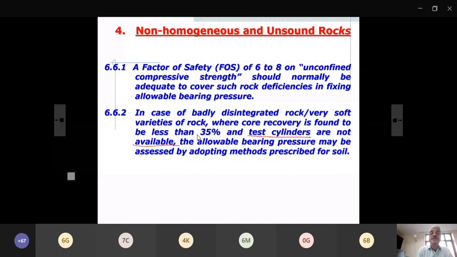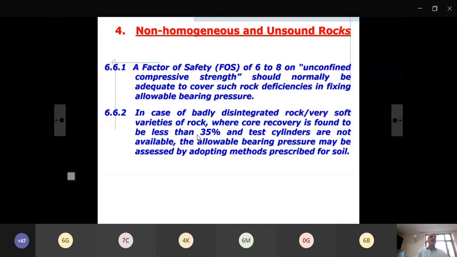Then what you must do, it says the allowable bearing pressure may be assessed by adopting methods prescribed for soil. So for soil, what is the method prescribed? Do direct shear test or triaxial shear test, find out the C and phi values, then calculate by using those equations given in IS code. So if your rock is highly disintegrated, treat it as soil and determine the allowable bearing capacity or whatever bearing pressure. Otherwise, for homogeneous rock, factor of safety 3, for non-homogeneous rock, factor of safety of 6 to 8 over your unconfined compressive strength. Okay.